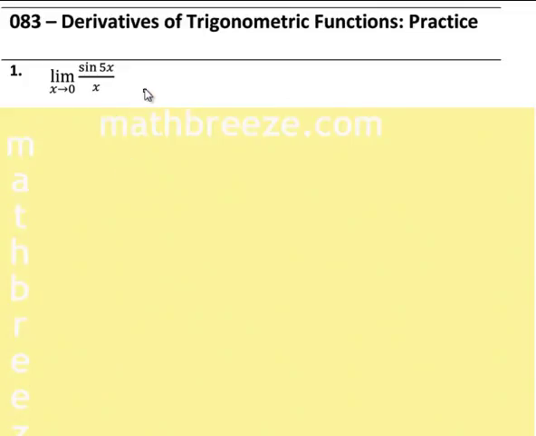In number 1, we have the limit as x goes to 0 of sine 5x over x. Let's multiply the top and bottom of this limit by 5. So then we have 5 over 5 times sine 5x over x.